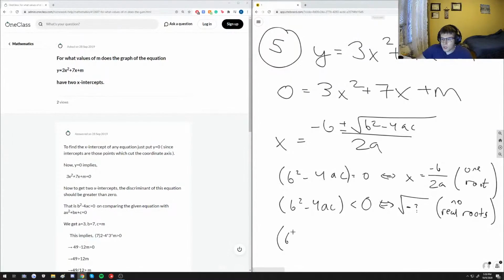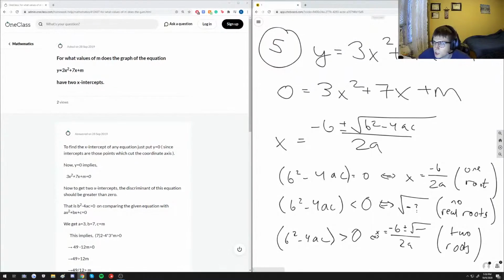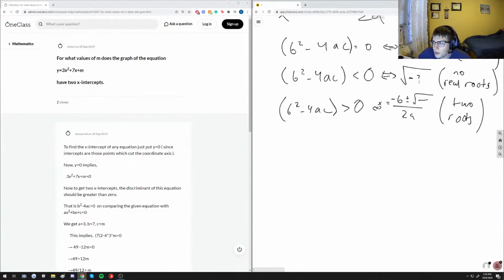The only other possible case left is that b squared minus 4ac is greater than 0. Then your roots are going to look like x equals minus b plus or minus the square root of some number that's not 0, because we already went over that case, all over 2a. And this plus or minus here is going to give us 2 roots. This is precisely the case we're looking for. So our assumption is that b squared minus 4ac has to be greater than 0 for us to get 2 roots.